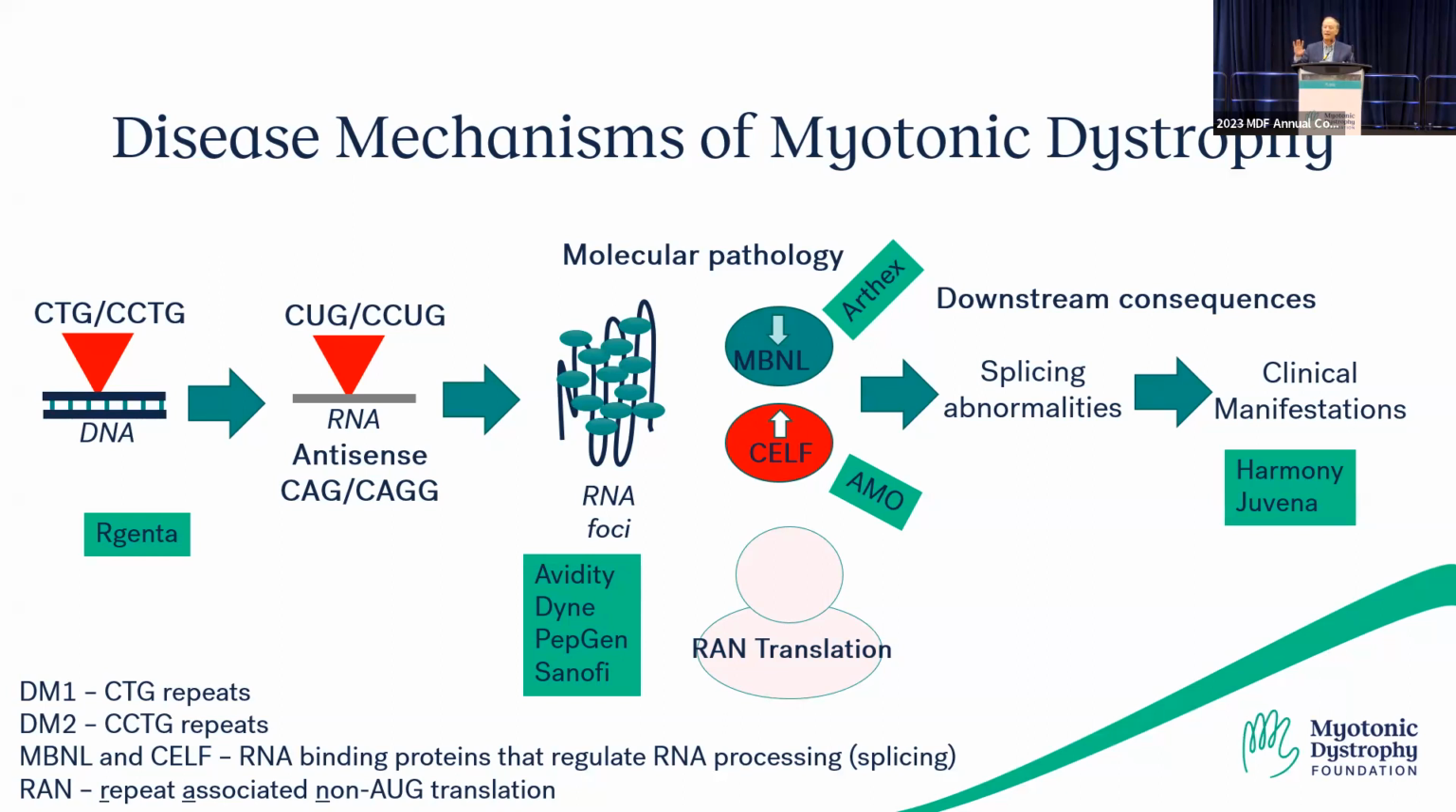And then you'll hear from Arthrex today, and they have a really impressive technology for upregulating the MBNL proteins. AMO Pharma has an approach that targets the CELF proteins. And then you're going to hear from Harmony and Juvena about their clinical approaches for hitting the clinical manifestations, so their therapeutic approaches. And one of the things I'm most excited about is that all these approaches are complementary.